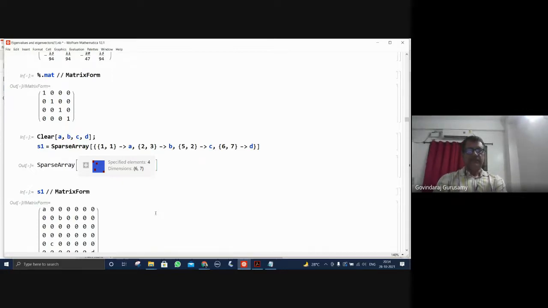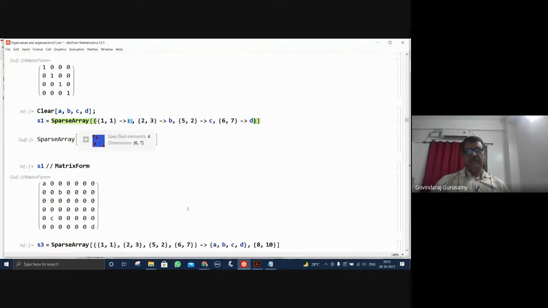Now, you have a sparse array for a given matrix. Okay, you have all elements 0, 0, 0, except those elements you want to have some finite value. For those elements alone, you just give them. For example, here, at the place of 1, 1, you're having A. Then at the place of 2, 3, second row, third column, letter B is given. Fifth row, second column is C.